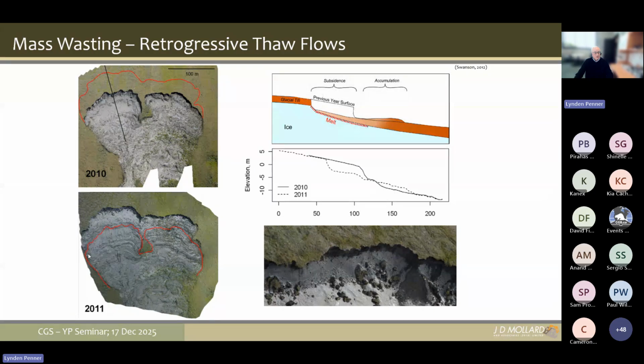And so this is where the scarp was in 2010, and this is where it is in 2011. This is the 100-meter scale, so it's gone back something like 50 to 75 meters within that one year. Two profiles showing the change in the scarp position and the depth of the failed zone.